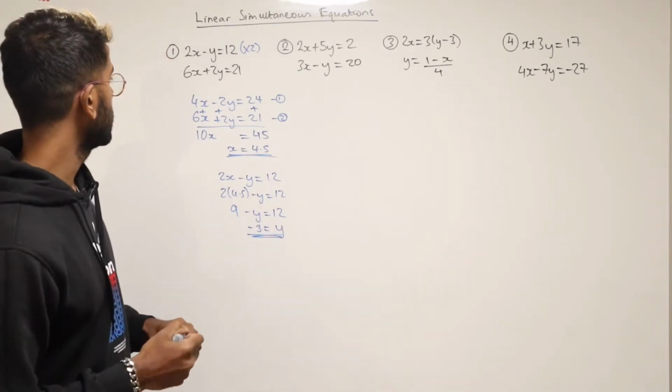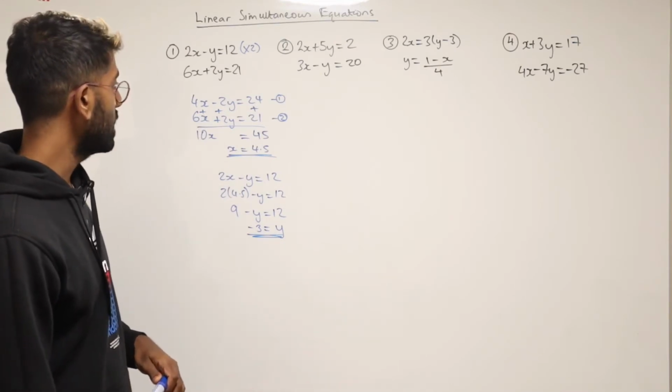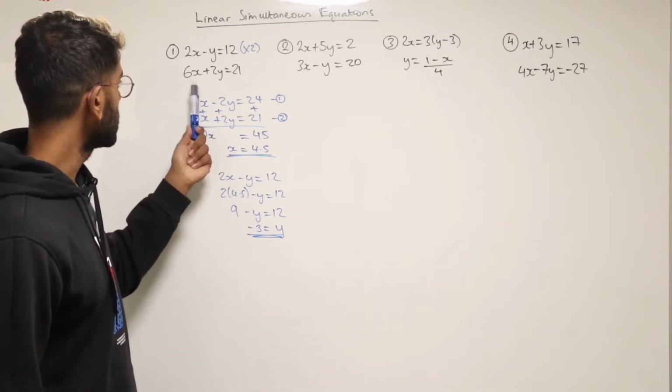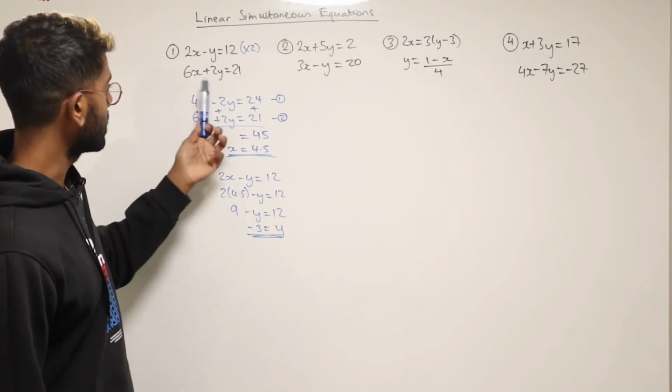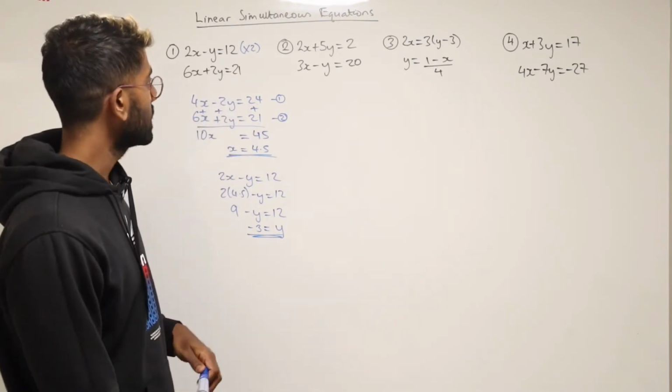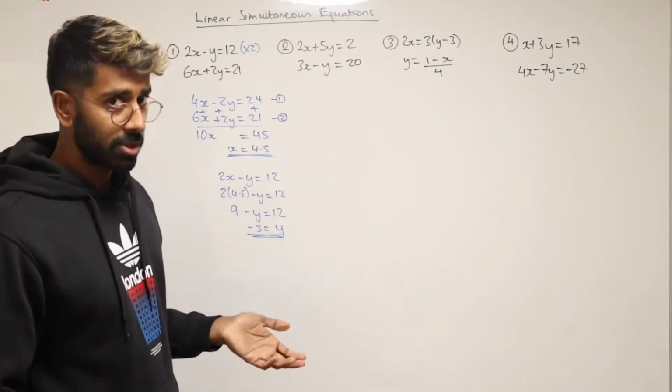There we go. So you could obviously check those by putting it into your other equations as well and making sure that 6 lots of 4.5 and then 2 lots of negative 3 actually give you 21. Now, let's look at the next one. The next one here, I'm going to do a substitution.